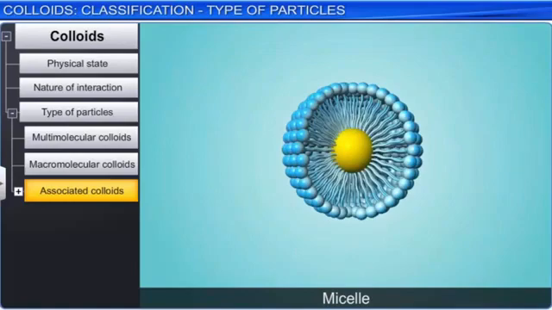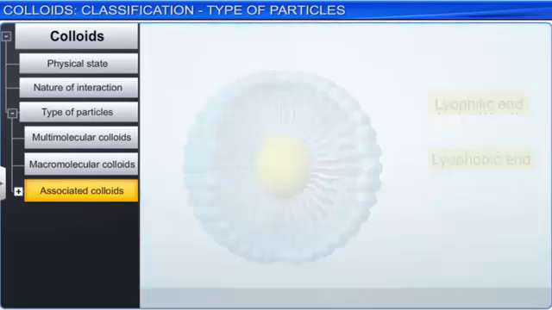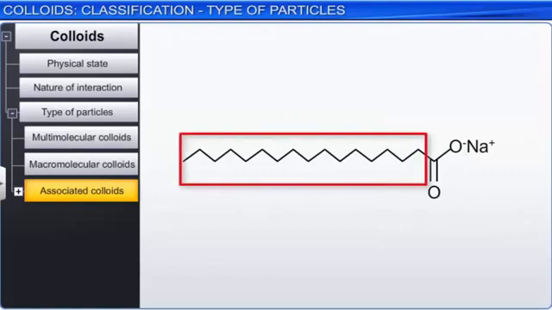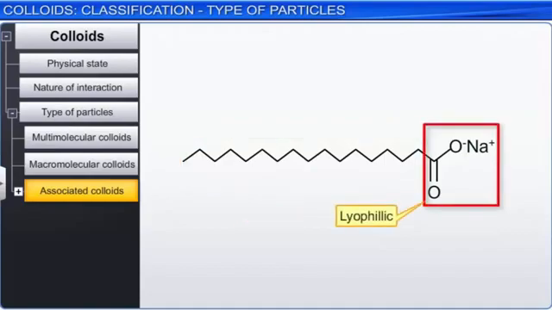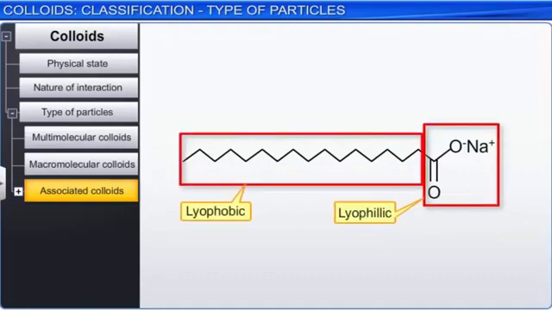Micelles are generally formed by specific types of molecules that have both lyophilic as well as lyophobic ends. Soaps consist of sodium or potassium salts of higher fatty acids and are represented as RCOO minus Na+. In soaps, the alkyl group that consists of long carbon chains is lyophobic, while the polar group is lyophilic in nature. Molecules with lyophilic and lyophobic ends are called surface active molecules or surfactant molecules.